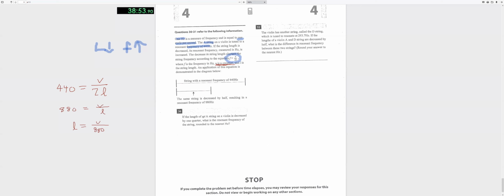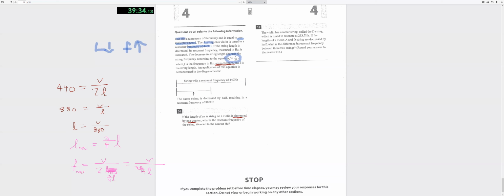Now we are going to decrease by 1/4. If we decrease by 1/4, that means new L is equal to 3/4 of old L. Now we go back to our formula. The new frequency is equal to V over 2 L new, and L new is 3/4 of L. How do we work with this? So V over 6/4 L, or 3/2.